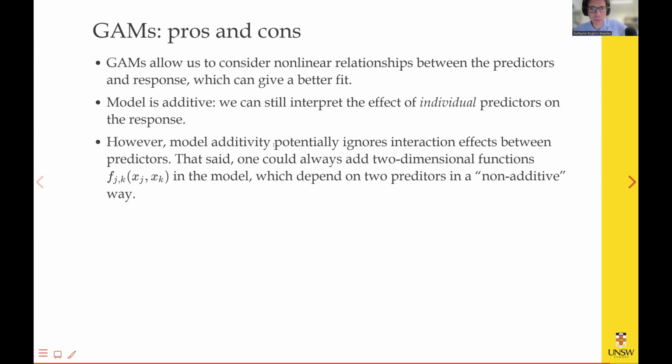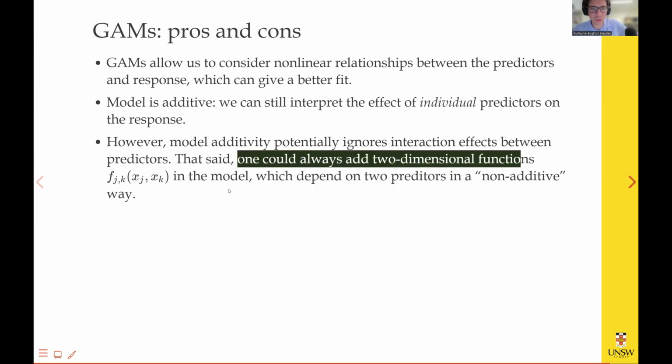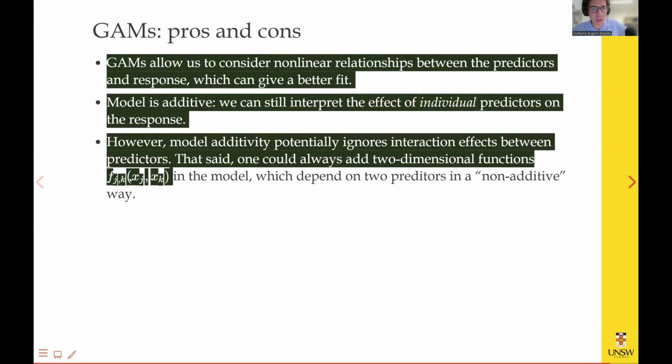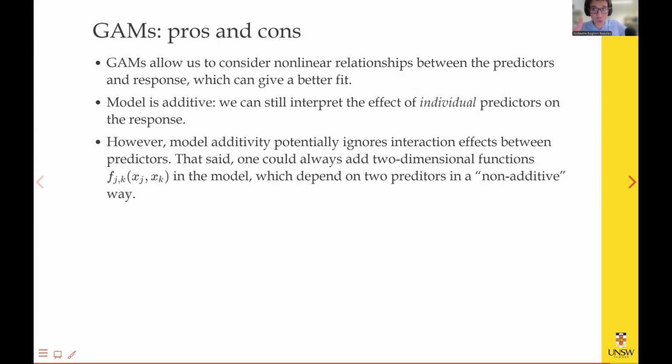However, model additivity potentially ignores interaction effects. It's true, although you can potentially solve that by adding the interaction effects in your model kind of manually, as you did in standard linear regression. So one could always add two-dimensional functions, any two-dimensional functions, right? So this function here is, again, very generic. You could have some more complex function of two predictors at a time. It could be an interaction effect, just x1 times xj times xk, but it could be essentially anything you like, but of course it makes the modeling more complex.